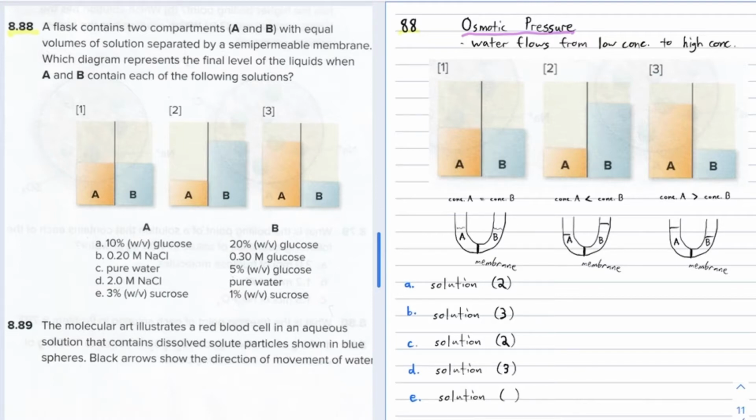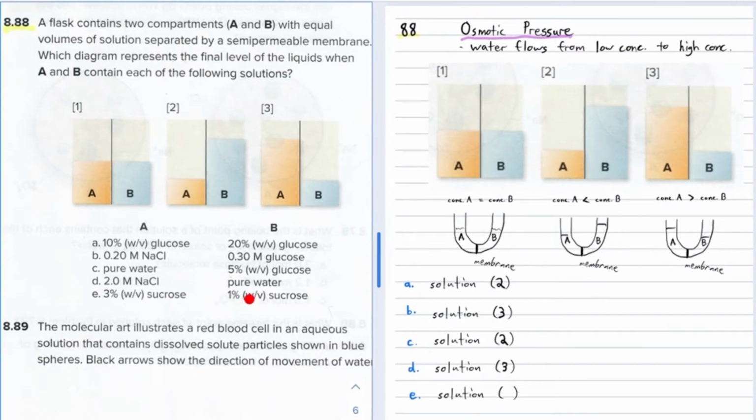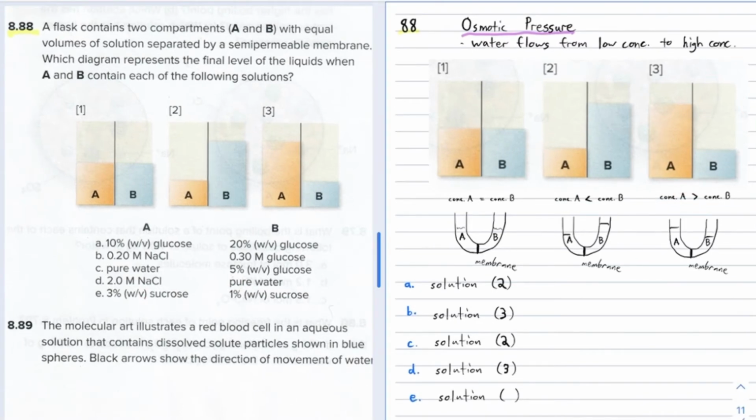Last one, you got 3% sucrose versus 1% sucrose, so water is going to flow from the right to the left. From low concentration to high concentration, you'll be left with solution 3. That's osmotic pressure.